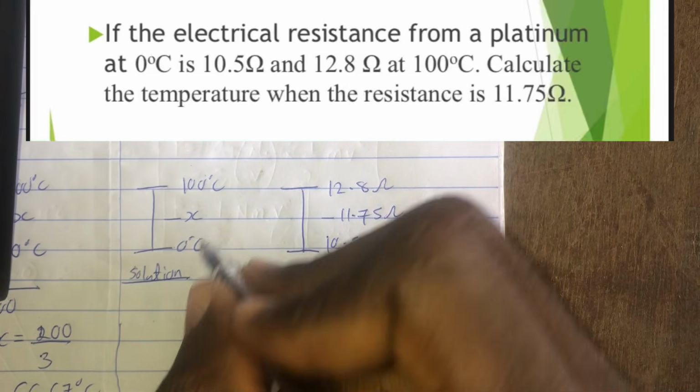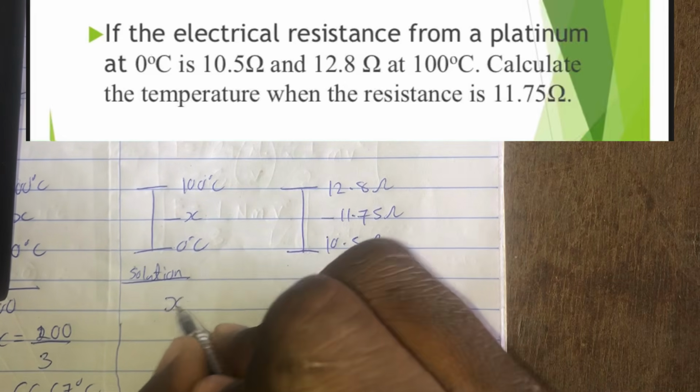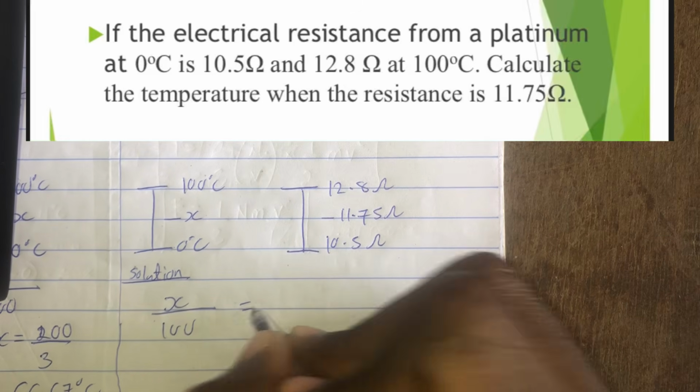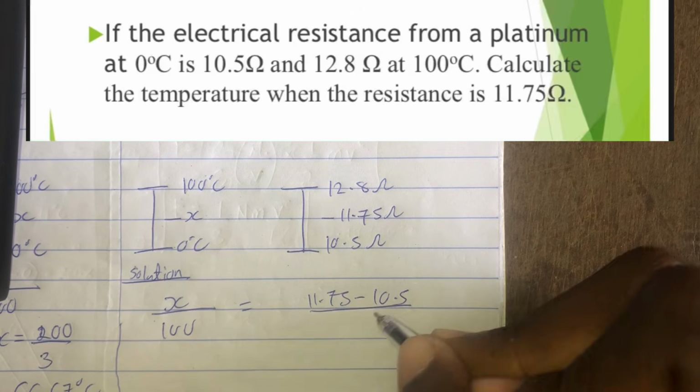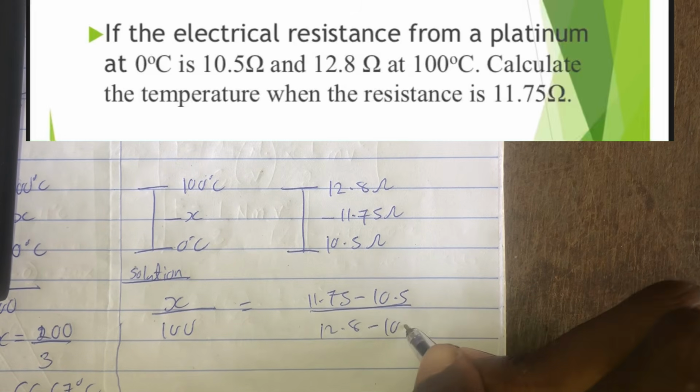So here, x minus 0 is x, over 100 minus 0 is 100. Then do the same thing here. 11.75 minus 10.5 all over 12.8 minus 10.5.